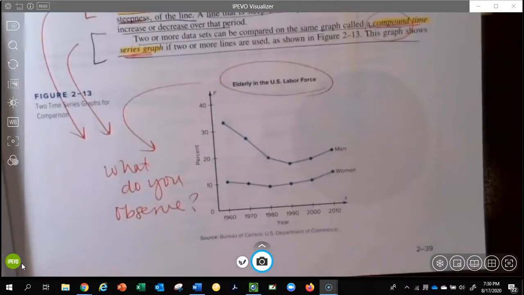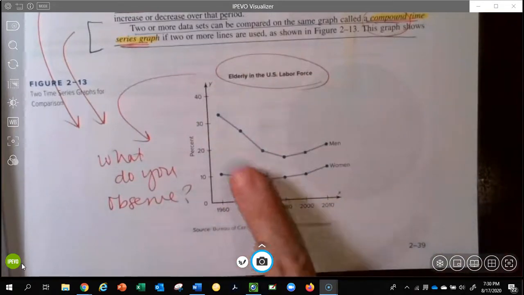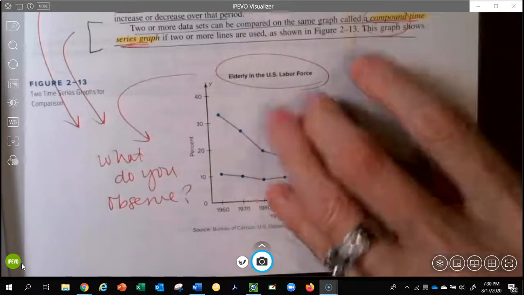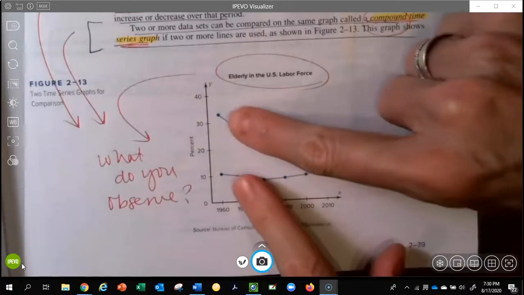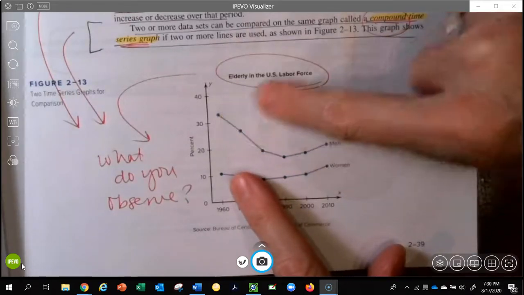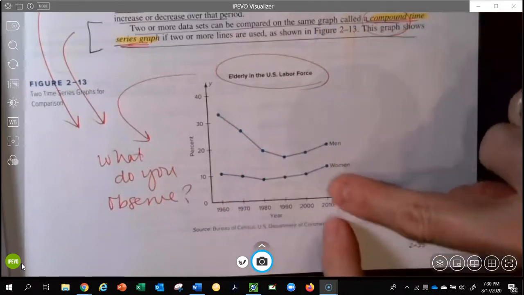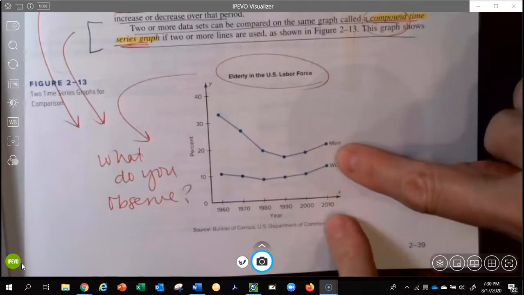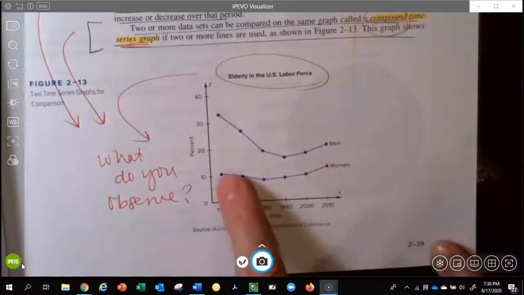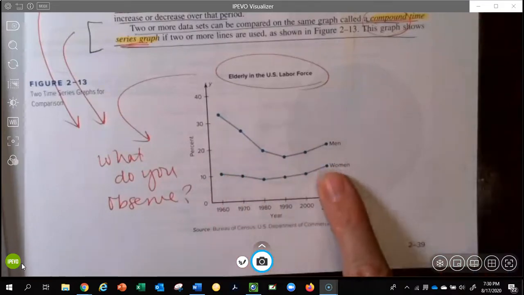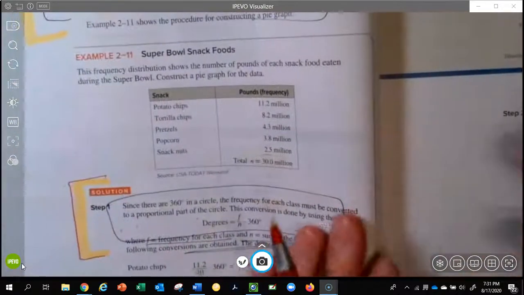And then as you're looking here, just ask yourself, what do you observe? It's talking about the elderly and the labor force, and you can make some comparisons. I always like beginning, ending, and then tell something about the middle. You could even start right here, that in 1960, about what percent of the men were in the labor force, and about what percentage the women were. And then you can come over here to 2010 and make a comment about that. You can make a comment about a sharp decrease, or a steady increase, or holding about the same. Not opinion, just reporting out observation.